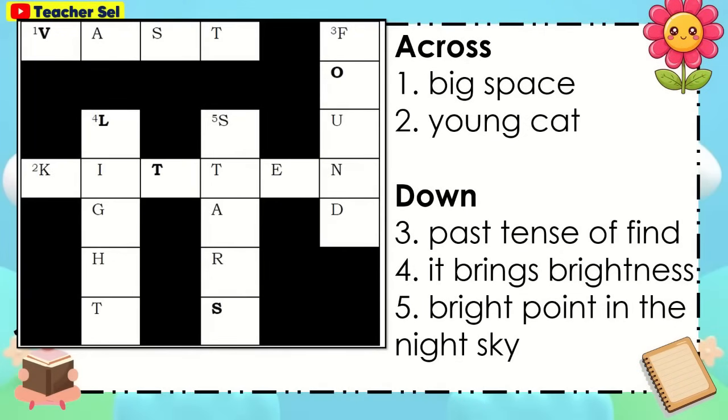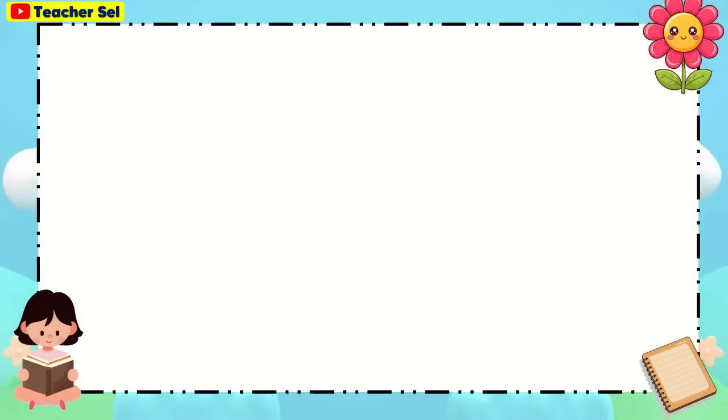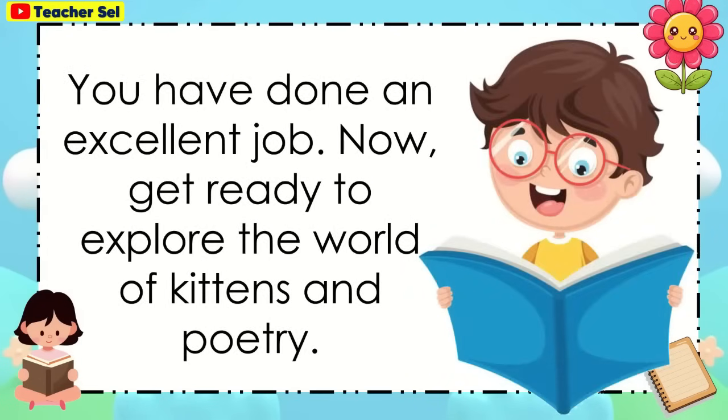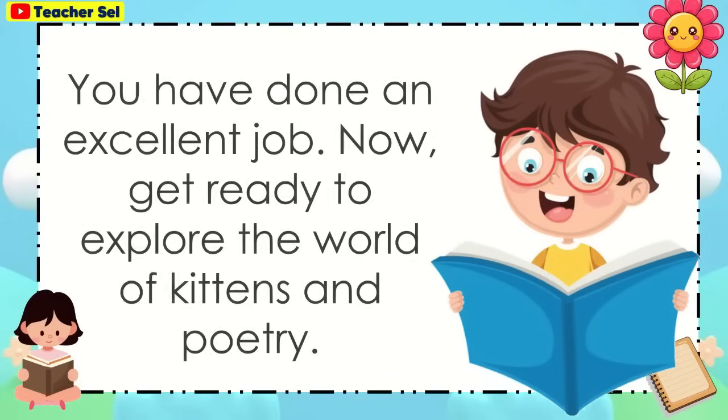Here are the correct answers. For number 1, vast. 2, kitten. 3, found. 4, light. And number 5 is stars. You have done an excellent job. Now, get ready to explore the world of kittens and poetry.